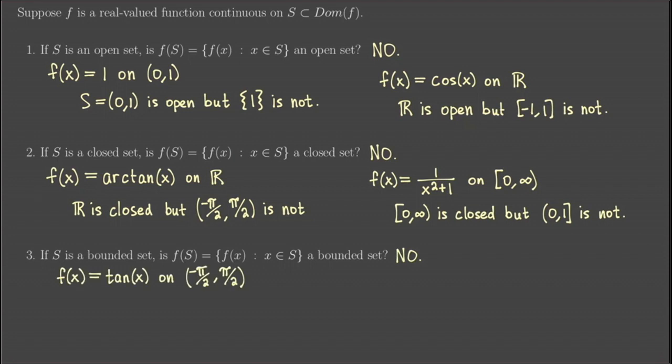So here's 3 examples. Take the tangent function, so your typical tangent that shoots down and shoots up, on one of its regions where it's defined, say -pi/2 to pi/2, that's a bounded set, but this function's set of outputs is unbounded.